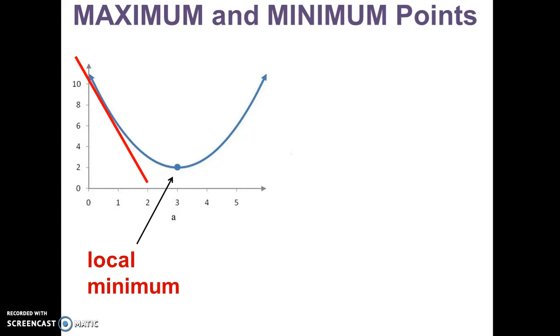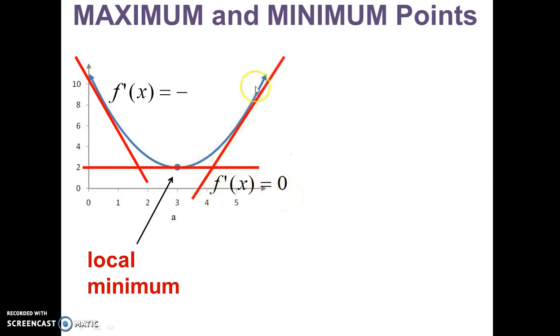Remember, when we put tangent lines, they have a negative slope, so we see the derivative is a negative value before the minimum point. At the minimum point, the tangent line is horizontal, so the slope is 0, so the derivative is 0. And after the minimum point, the tangent line is positive, which means it has a positive slope.